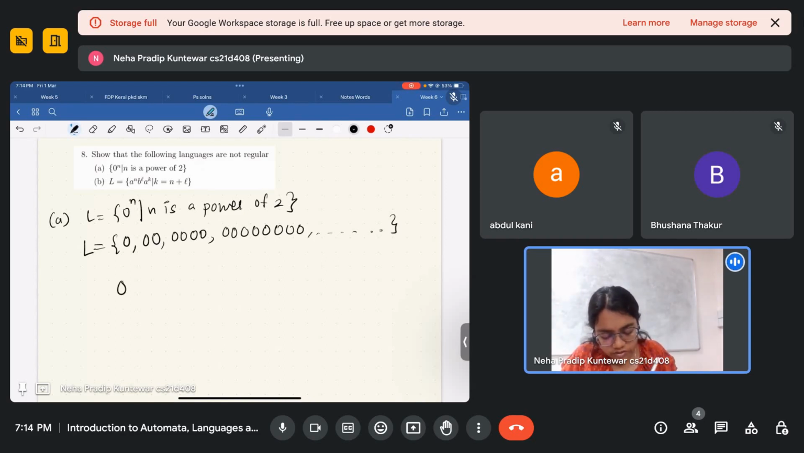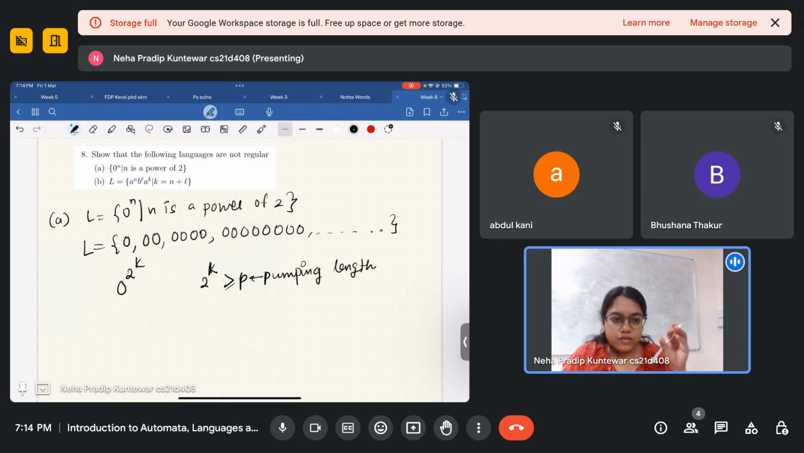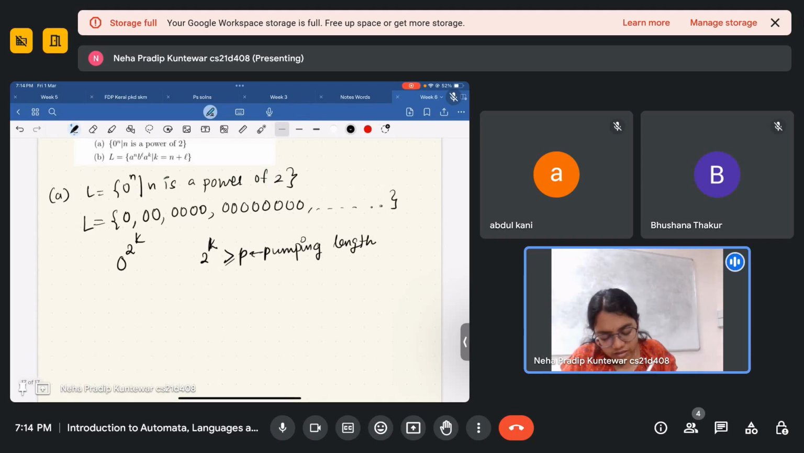So let's look at this string 0 to the 2 to the k. Let's say that k is large enough so that 2 to the k is greater than the pumping length p. Notice that this is always guaranteed because this set L is infinite. If p is somewhere here, then you can always find a string beyond this because there are infinitely many strings. So let's say this is our x.